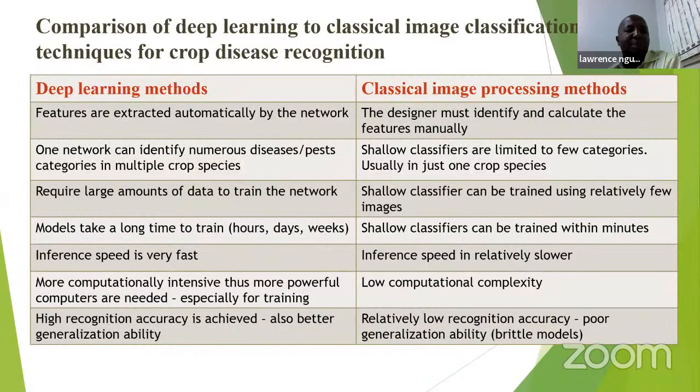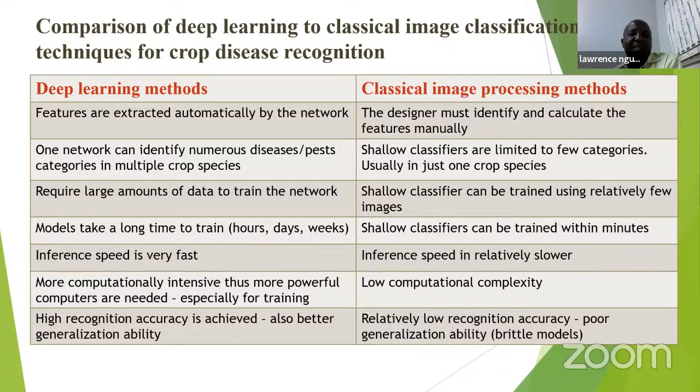So comparing the two approaches, deep learning methods versus the classical image processing methods: in the deep learning methods, the features are extracted automatically by the network, while in the earlier technique, the designer must identify and calculate the features manually. In the new system, one network can identify numerous diseases and pest categories in multiple crop species. Earlier, the shallow classifiers were limited to just a few categories, usually within just one crop species.